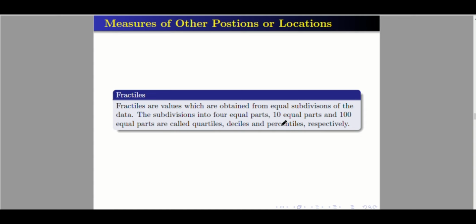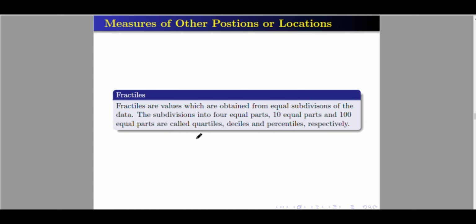Now let's go to the measures of other positions or locations. So, fractiles. Fractiles are values which are obtained from equal subdivisions of data. The subdivisions into 4 equal parts, 10 equal parts, and 100 equal parts are called quartiles, deciles, and percentiles.